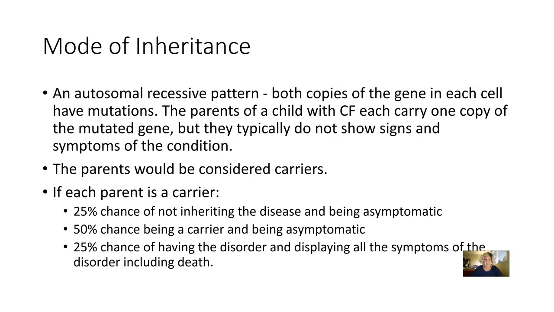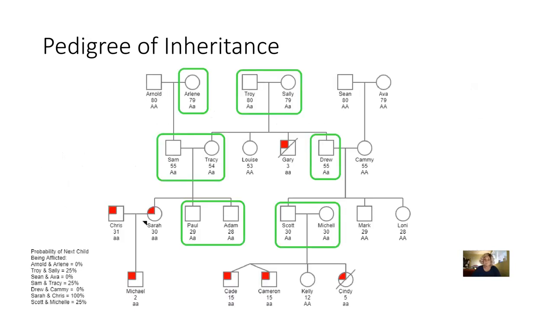If each parent is a carrier, the odds of their children inheriting the disease are as follows. There's a 25% chance of not inheriting the disease and being asymptomatic, a 50% chance of being a carrier and being asymptomatic, and a 25% chance of having the disorder and displaying all the symptoms of the disorder, including death. Often families will be surprised to have their children with CF because both parents never even knew that they were carriers of the disorder. So this is an example of how this can happen.